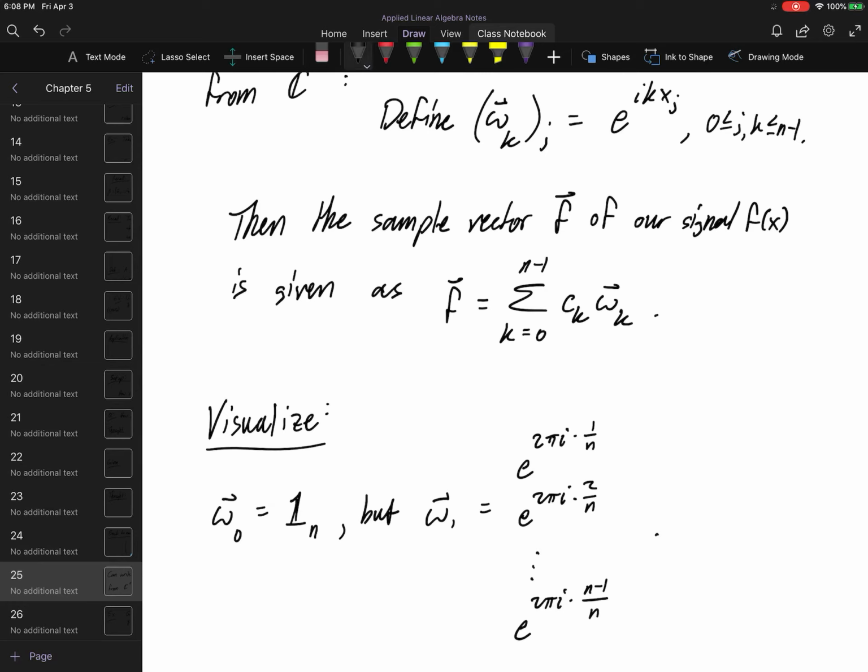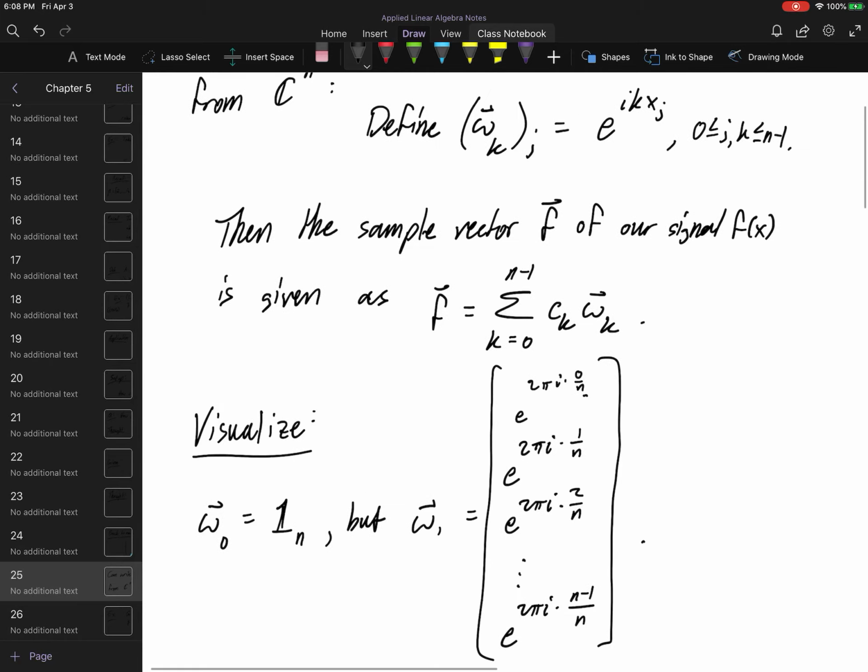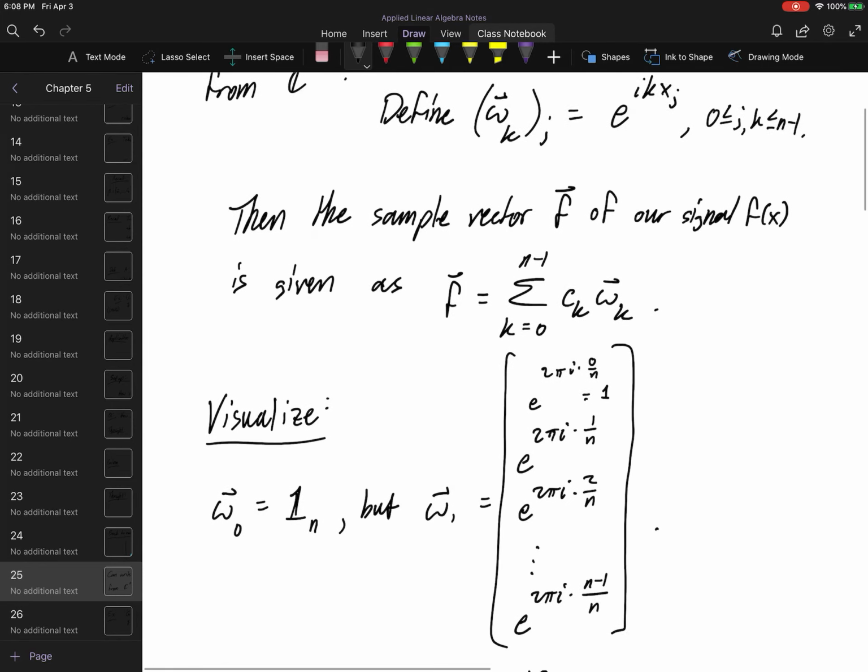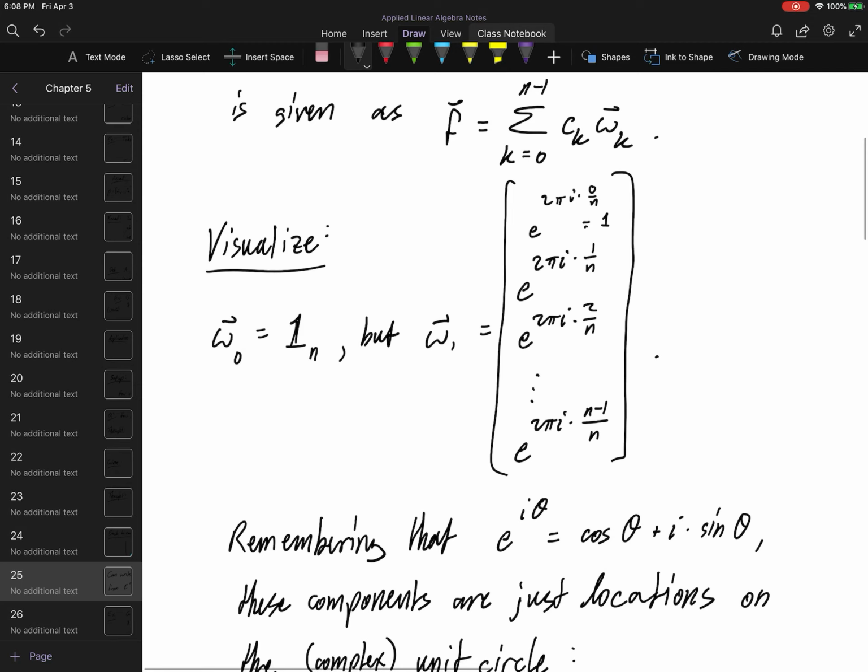Yeah, so this first one, very technically, let me go ahead and extend the column vector here a little bit. This should be e to the 2 pi i times 0 over n, and that should be a 1. Each one of these starts with a 1, just to be very, very clear. Each one of these omega sub k vectors has to start with a 1.